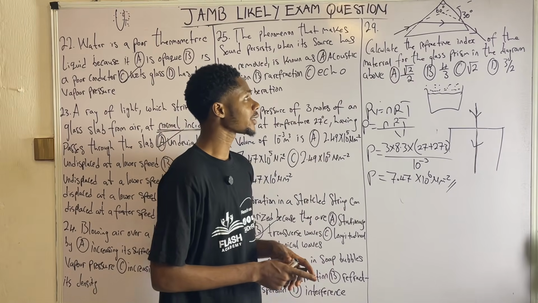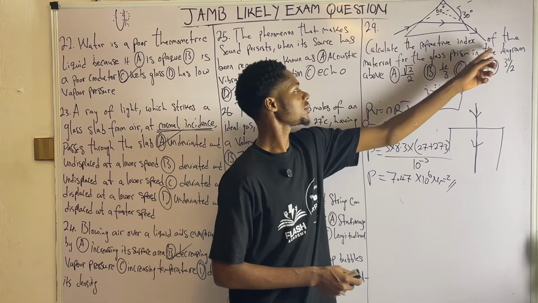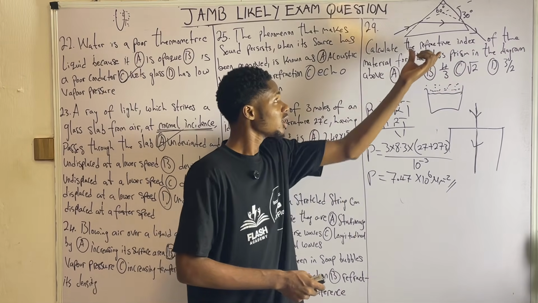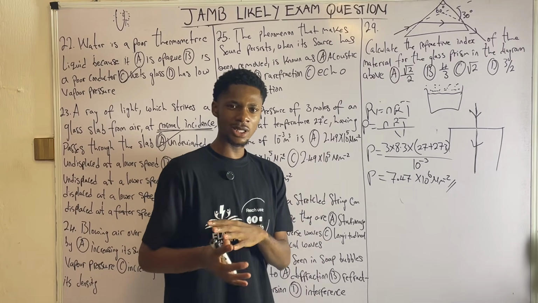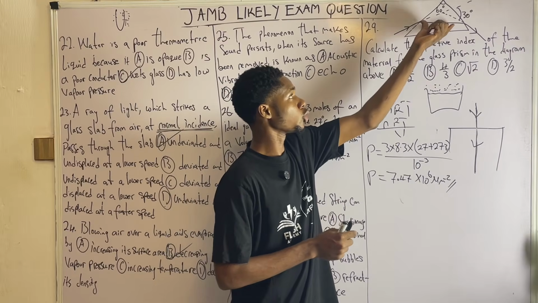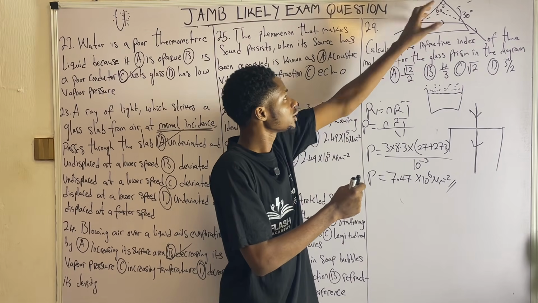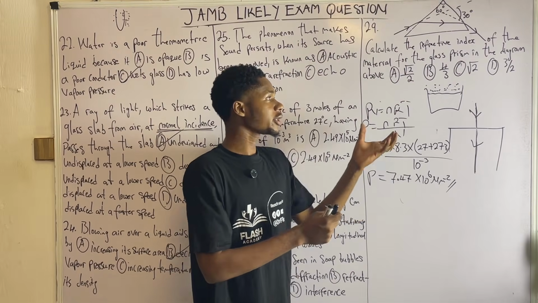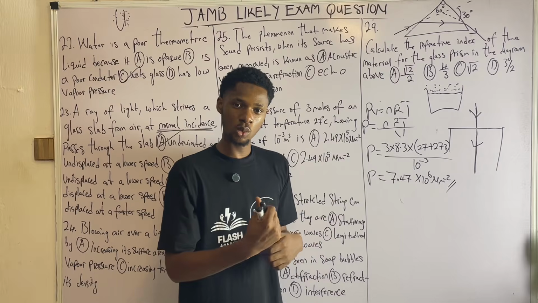And then question 29. Question 29 is: calculate the refractive index of the material for the glass prism in the diagram above. Also, I have a video on this, refraction through a glass prism. I think that video did well. Many students enjoyed it, so you might want to watch that one if you really need to pass your examination or understand the whole concept. I broke down the formulas and the reason behind all of this. But in this case, I'm just going to give you the formula. If you need more explanation on it, maybe you've not learned it before, you have to watch that video.